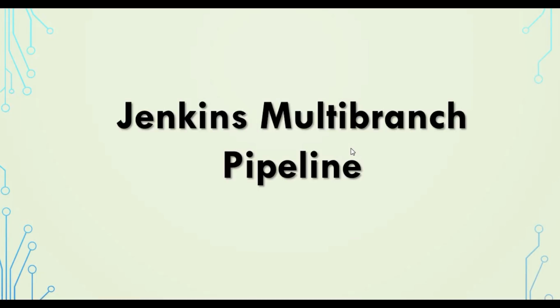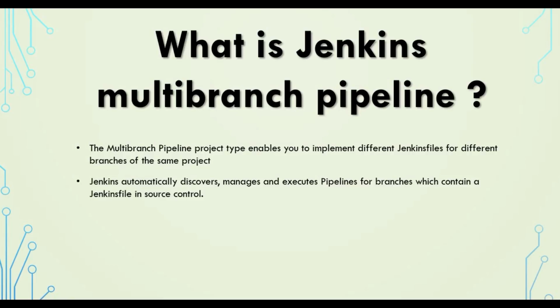Now let's talk about the next thing, which is the Jenkins multi-branch pipeline. What do we mean by Jenkins multi-branch pipelines? The multi-branch pipeline project enables you to implement different Jenkinsfiles for different branches of the same project. For example, you have a GitHub repository, like the Spring Boot or other application we have seen, where you have a master branch, and we have a Jenkinsfile saved under that, which will be used to run our job.